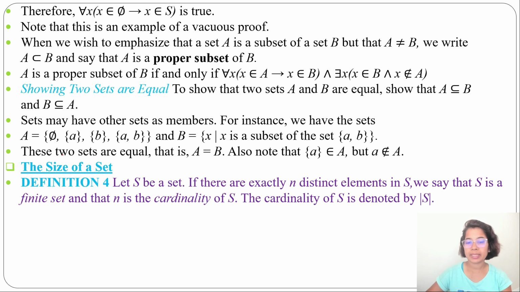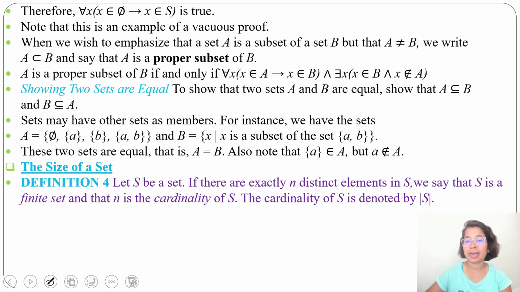Let S be a set. If there are exactly n distinct elements in S, we say that S is a finite set and n is the cardinality of S, or we can say n is the size of S. The cardinality of a set is denoted by |S|, with bars around S, for the number of elements in S.